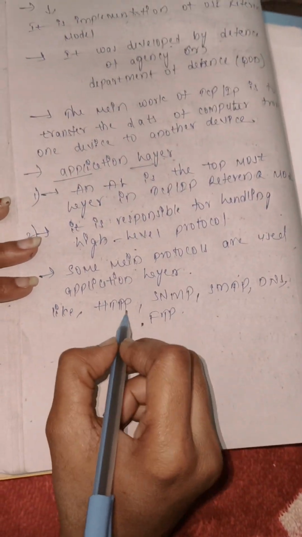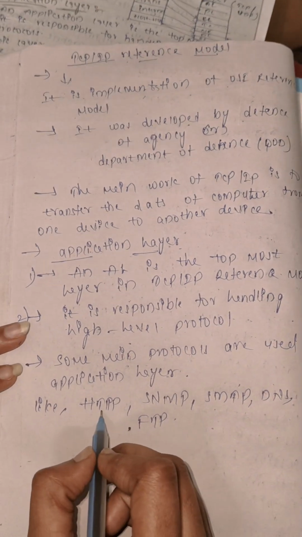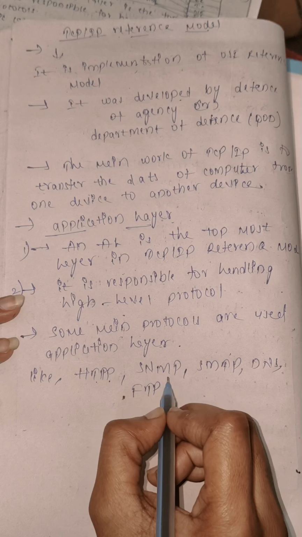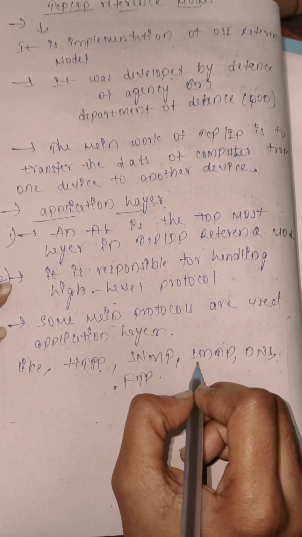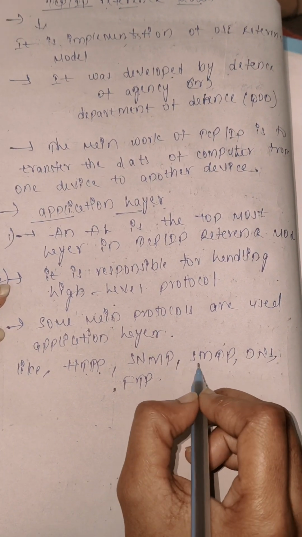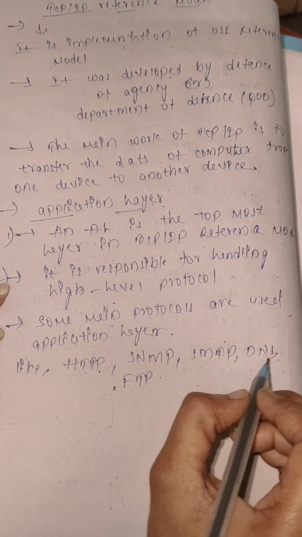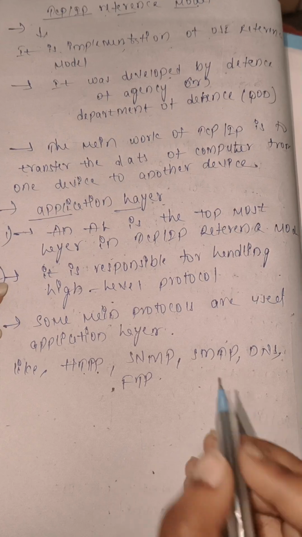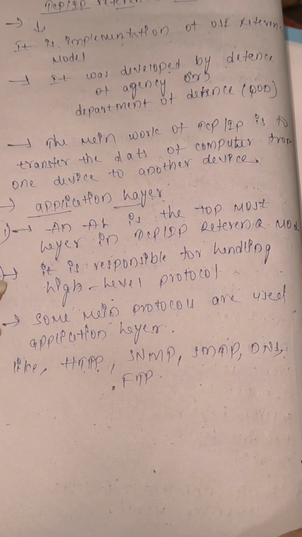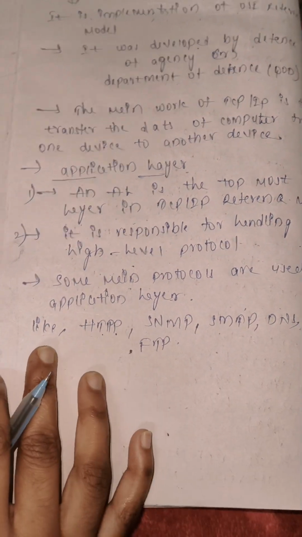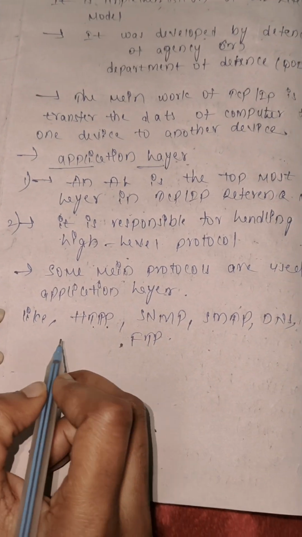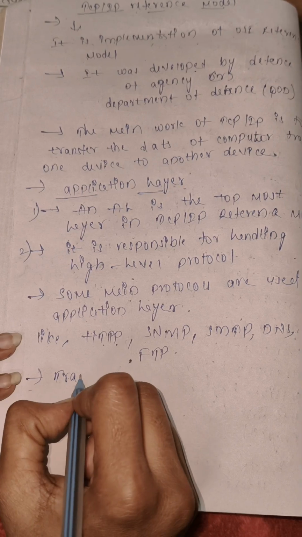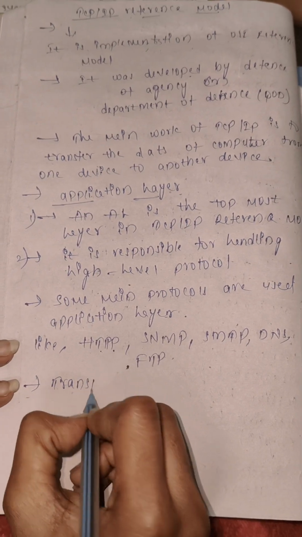HTTP is nothing but Hypertext Transfer Protocol, SNMP is Simple Network Management Protocol, SMTP is Simple Mail Transfer Protocol, DNS is Domain Name System, and FTP is File Transfer Protocol. And now I am going to explain the transport layer in the TCP/IP reference model.